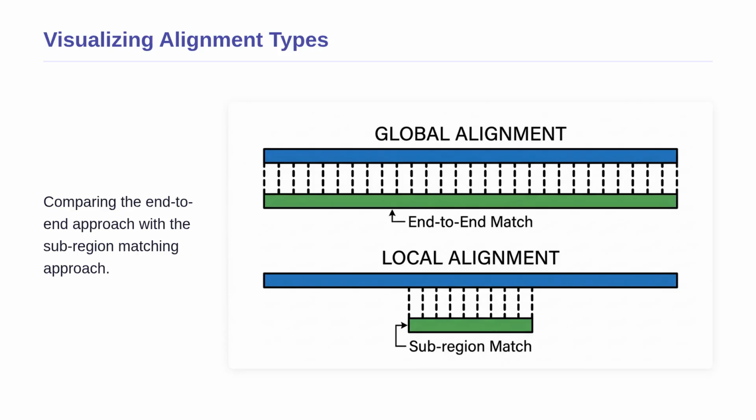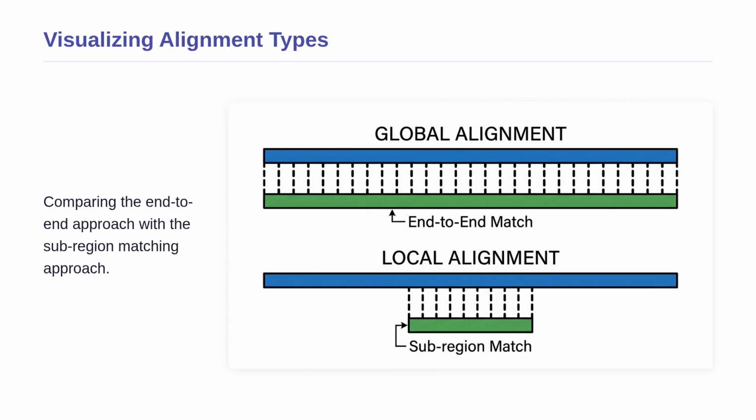This perfect local match we just calculated brings us to a visual summary of the 2 techniques. Look at the diagram on your screen. In the top section, representing global alignment, you see 2 sequences of similar length being compared from the very beginning to the very end. The dashed lines span the entire width, showing that every single character must be accounted for, even if it means forcing gaps.